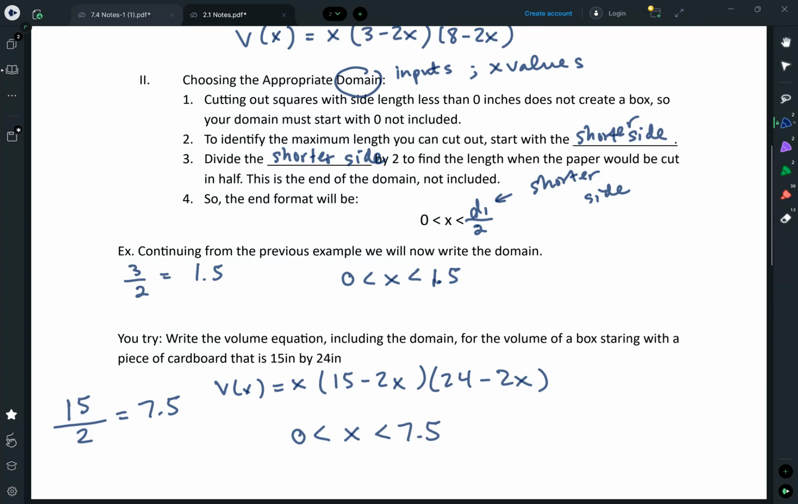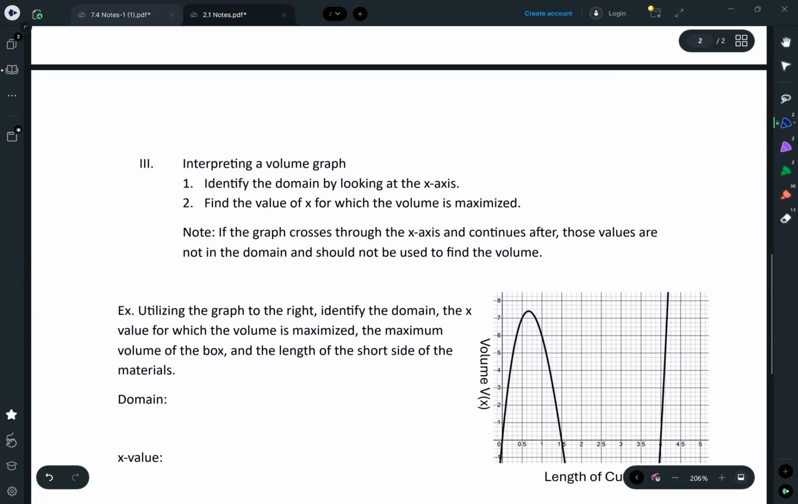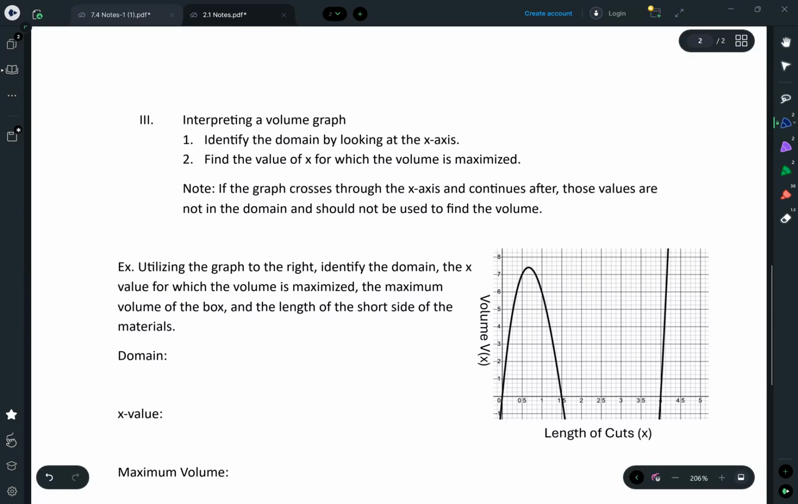All right. Now, looking at a volume graph. So identify the domain by looking at the x-axis, right? Find the value of x for when the volume is maximized. Those are the things we're trying to do. If the graph crosses through the x-axis and continues after, those values are not in the domain and should not be used. So let's think about what happens.